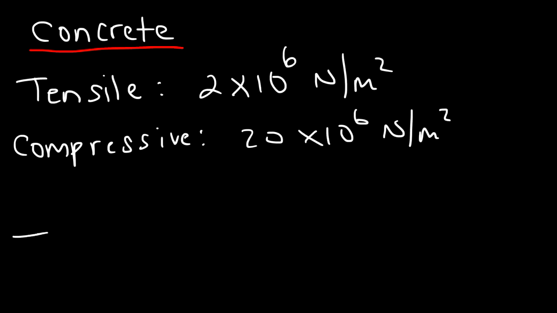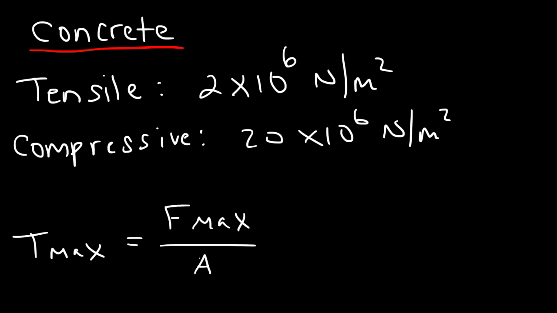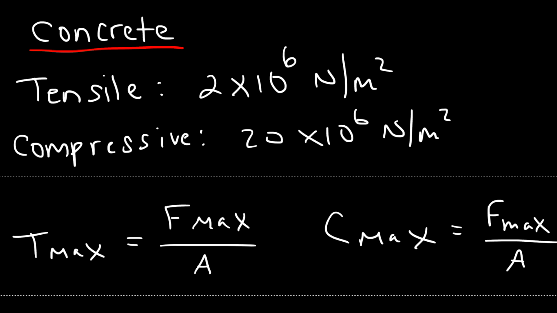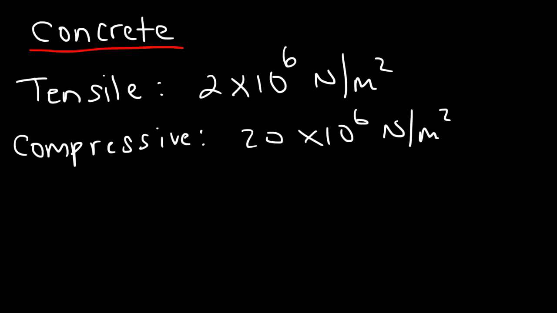So if you're dealing with the maximum tensile strength, that's going to be equal to the maximum force divided by the area. If you're dealing with the maximum compressive strength, that will also equal the maximum force over area. So when you hear the words tensile strength, compressive strength, it tells you the maximum stress that can be applied to a material. So these values represent the maximum force over area.